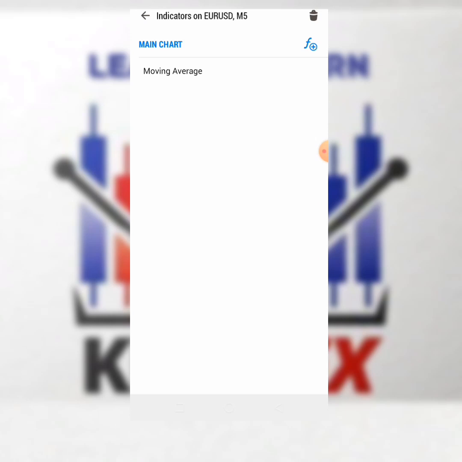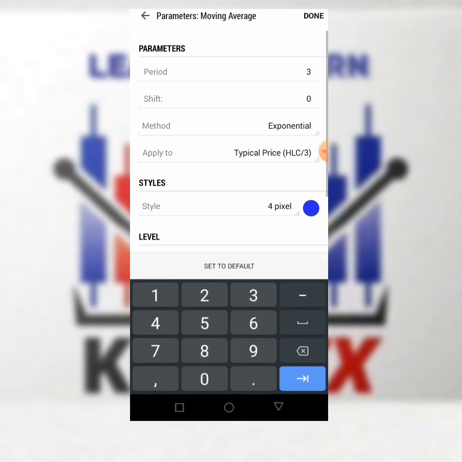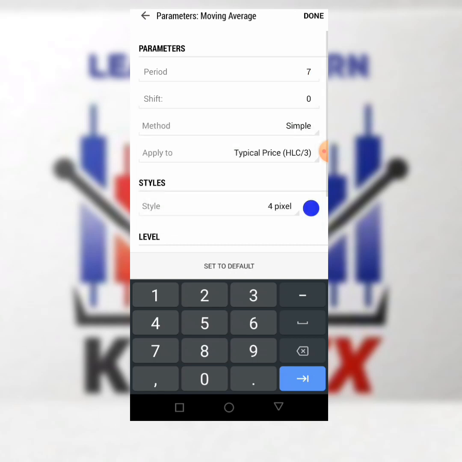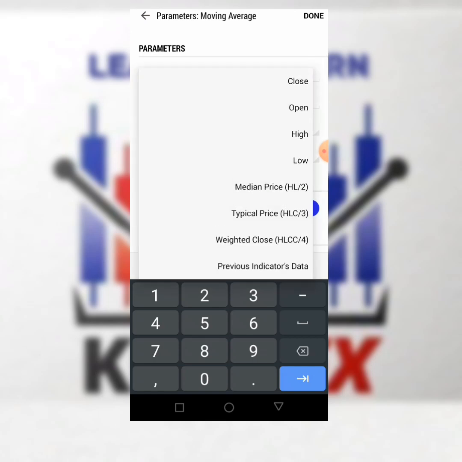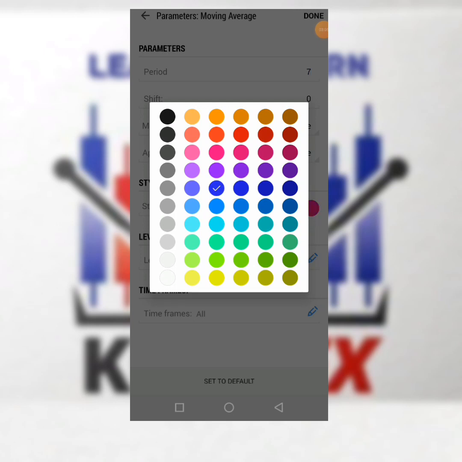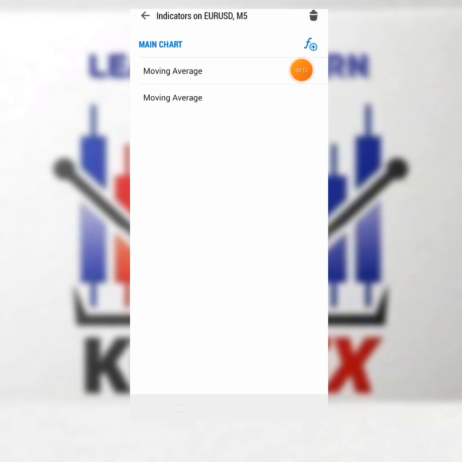Our next indicator is the same moving average, but with a little difference. Right here we're making use of moving average 7. Period 7, shift 0. It won't be exponential, instead it will be simple. Apply to close. A very simple indicator, and the color will be pink. So good. Now, this is the main deal.